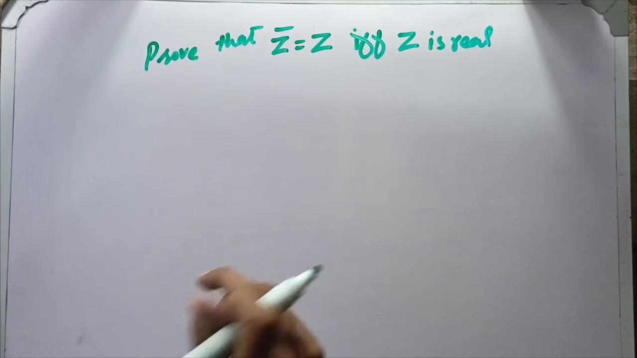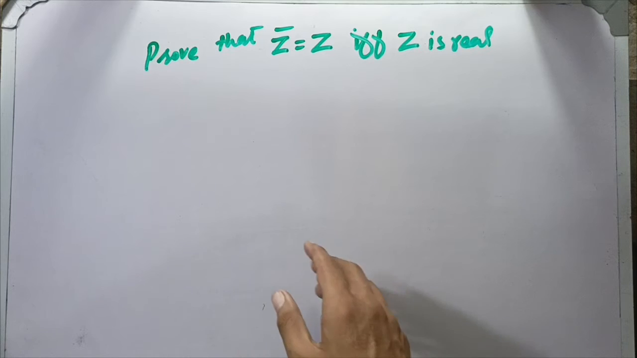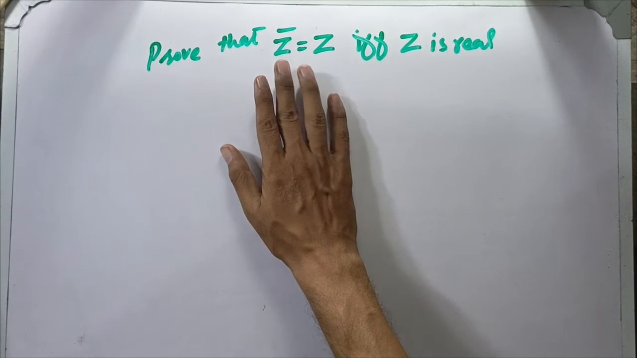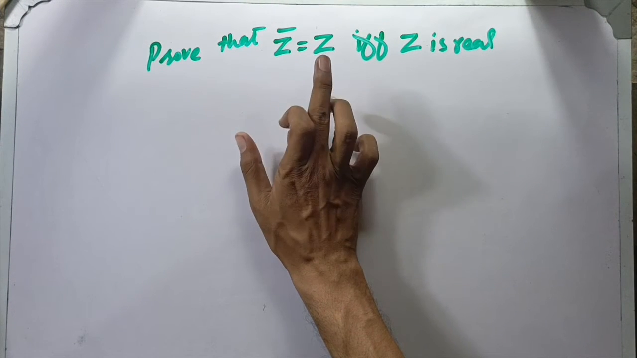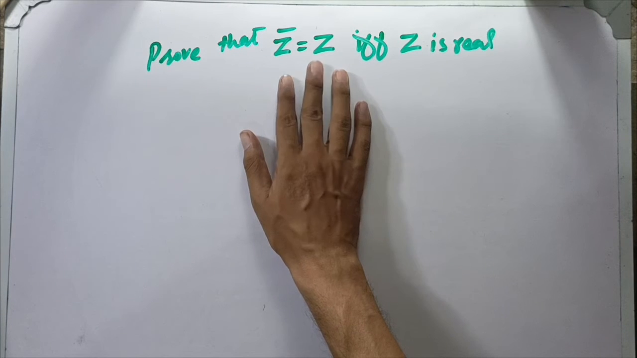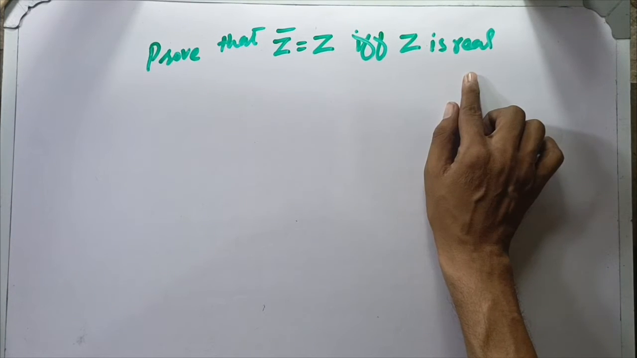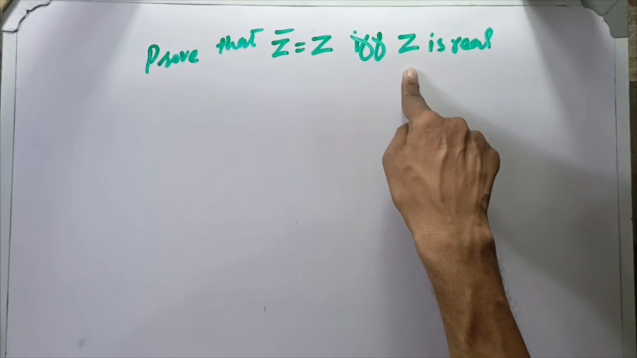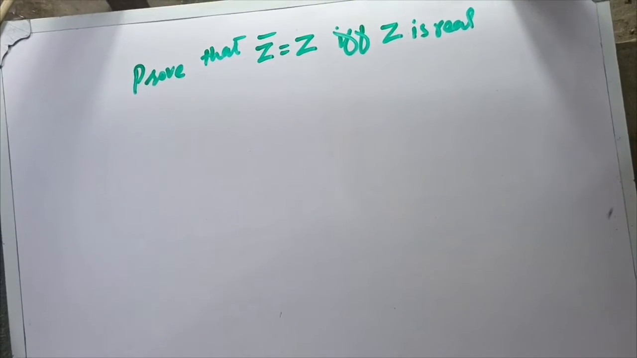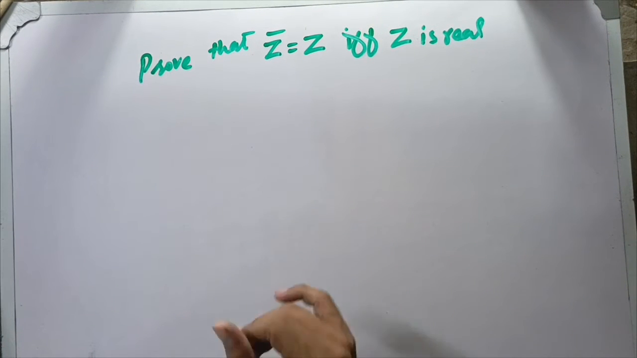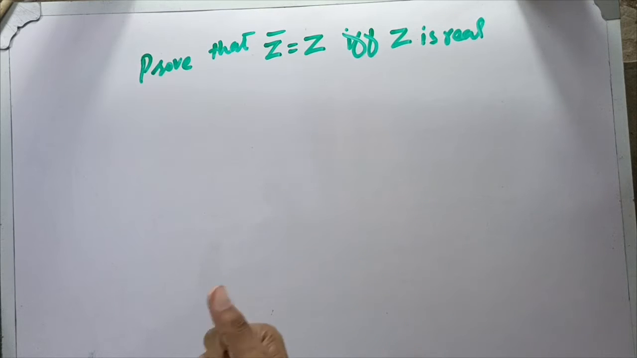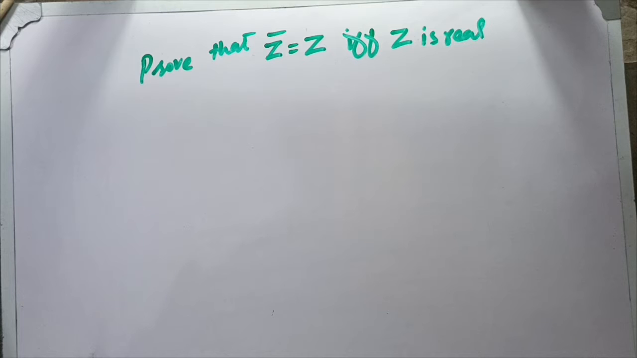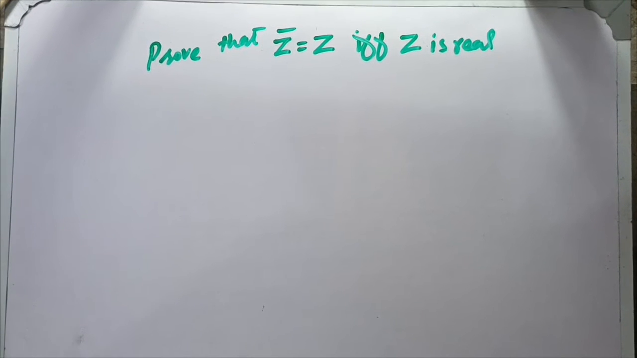So we have a very beautiful question: if z is a complex number and the conjugate of z is equal to z, that's only possible if z is a real number, and vice versa. If z is a real number, then the conjugate of z is equal to z. So we have to prove it both ways, in the forward way and the converse way.